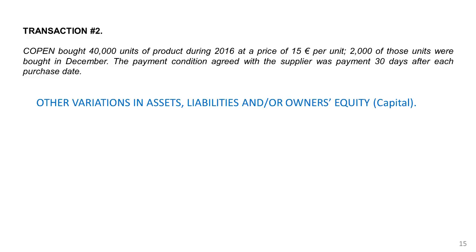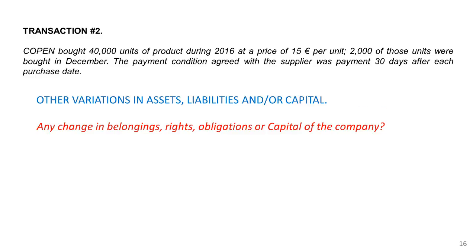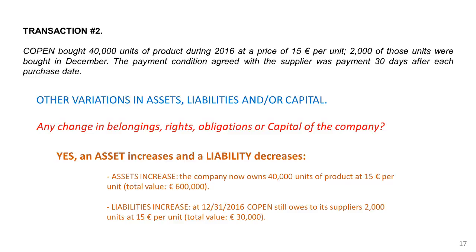Finally, we analyze how the purchase of products affects other assets, liabilities, or capital. Ultimately, we need to find out if the purchase of products may lead to variations in the belongings, the rights, the liabilities, or the capital of the company. So, yes, an asset other than cash changes. Inventories rose, because due to this transaction the company becomes the owner of 40,000 units of product. These units are valued at their purchase price, 15 euros per unit.